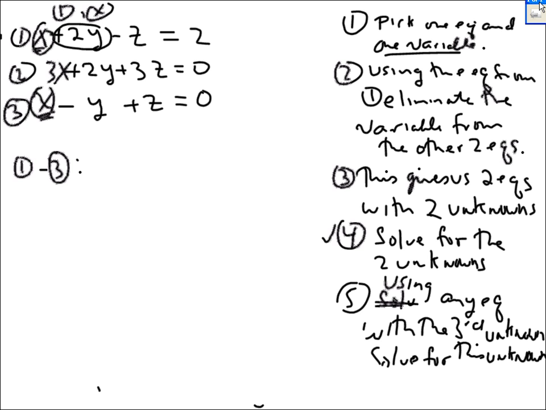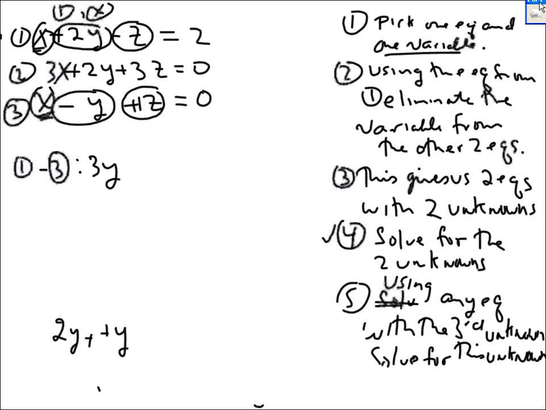Positive 2y minus negative y. 2y minus a negative y becomes 3y. Negative 1z minus an understood 1z, that's minus 2z. And 2 minus 0 is 2. So in equation 3, I got rid of x. And I used equation 1 to do so.